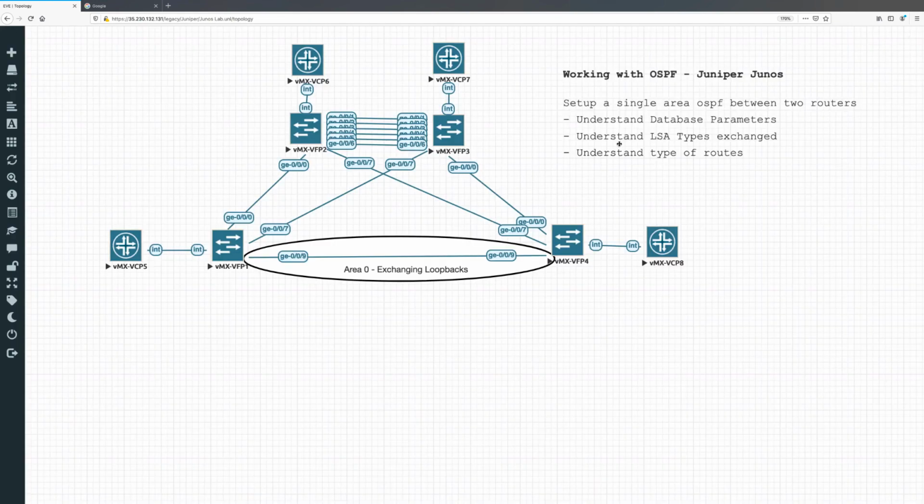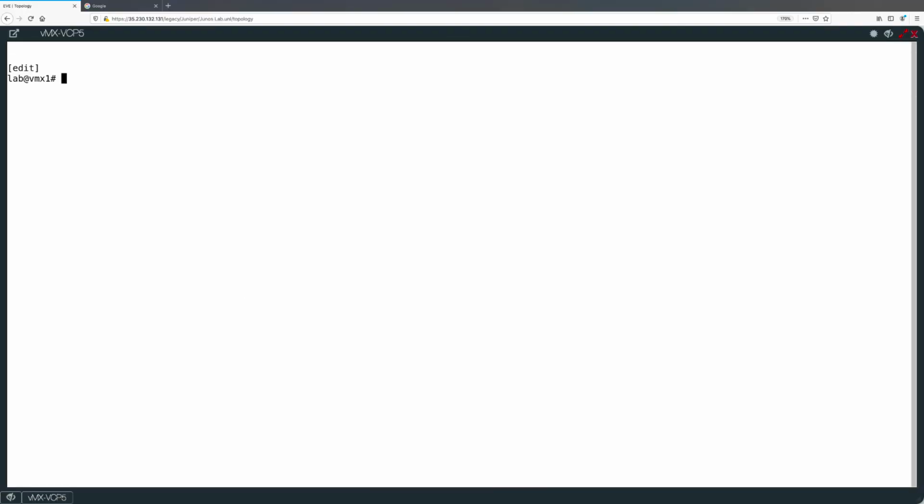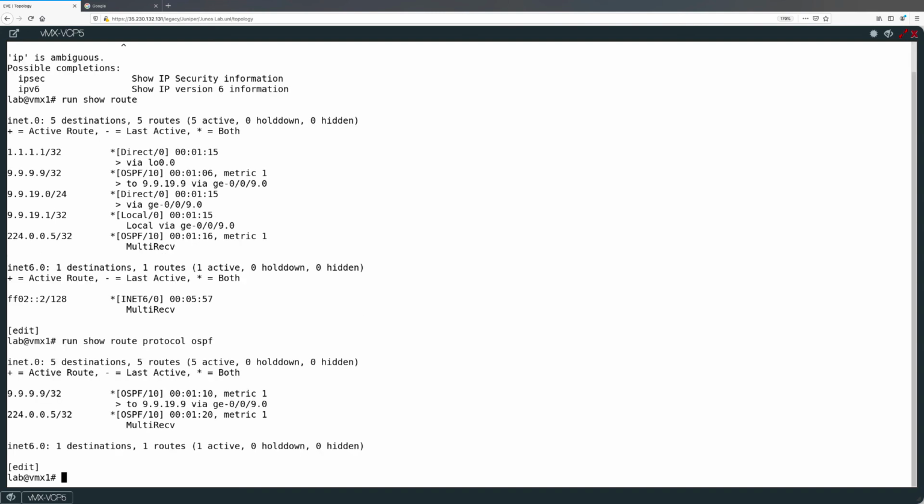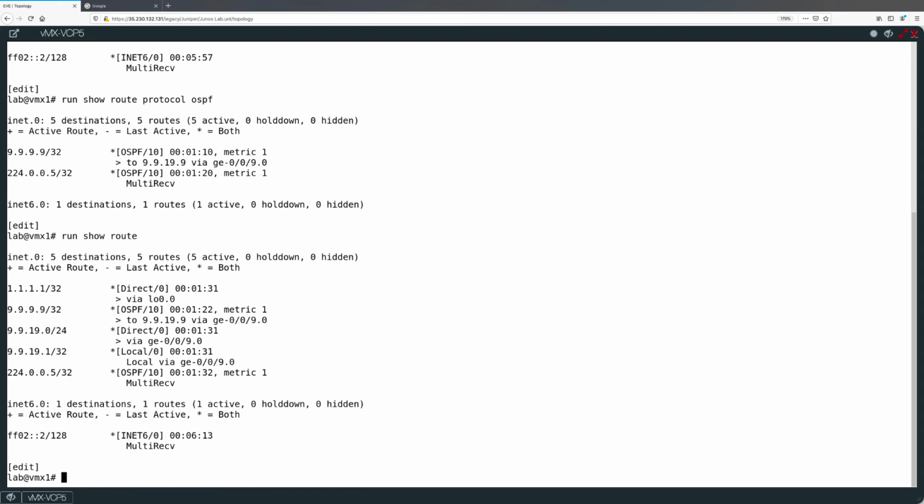So the goals of this lab were to understand the type of routes, understand the type of LSAs that got generated, and understand what sort of route that would be. That's an intra-area route, right? It's an OSPF metric 10, and it's not accompanied by anything. It's an intra-area route because the routes are exchanged within the same area 0.